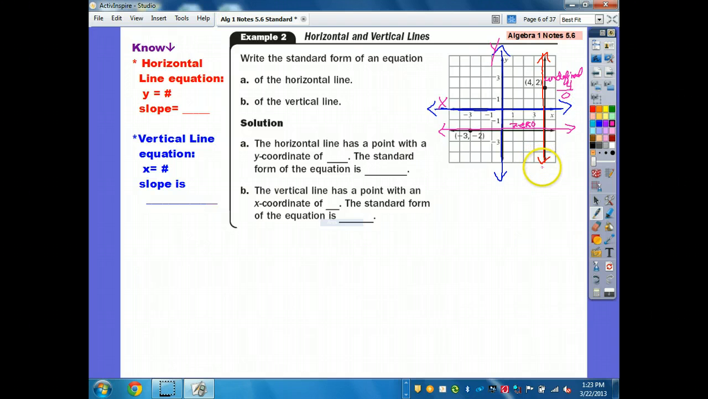So let's write the equation for this one. What will it be? X or y equals? X equals. Does it go through the x at 4? How about this one? Oops, I'm on the wrong one. This one here. X or y equals? Y equals. Does it go through the y at -2? Those are your easy ones that you want to watch for.